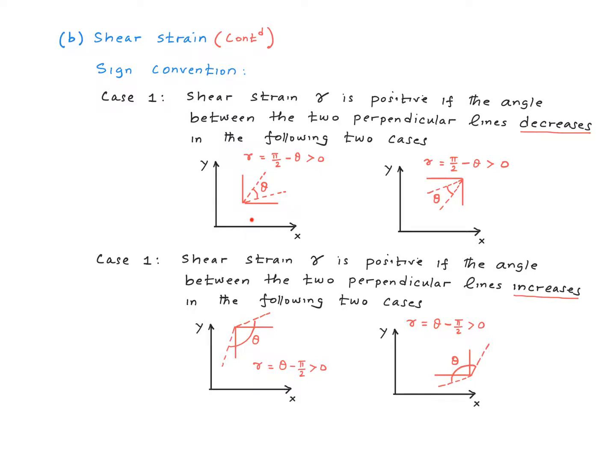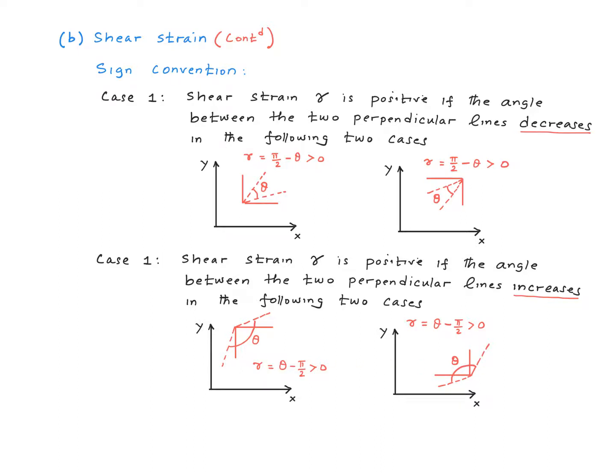It turns out in the first two situations, which I will call case 1, if the total angle decreases like shown in these pictures, right, then the shear strain is positive. In other words, theta here, which is the final angle, is smaller than the initial angle, which is pi over 2, right? So this is true in both of these cases, and then shear strain is positive.